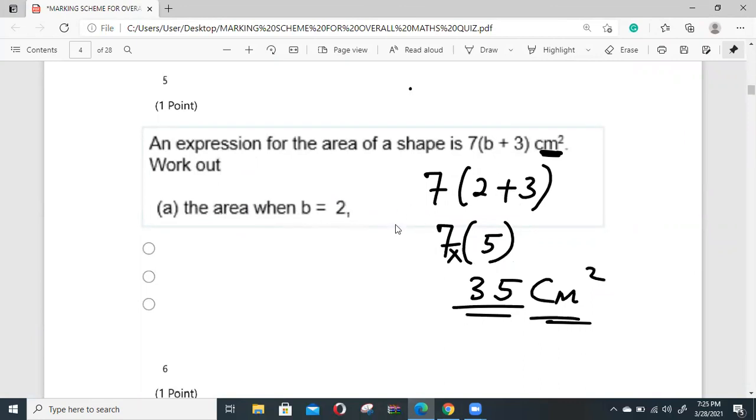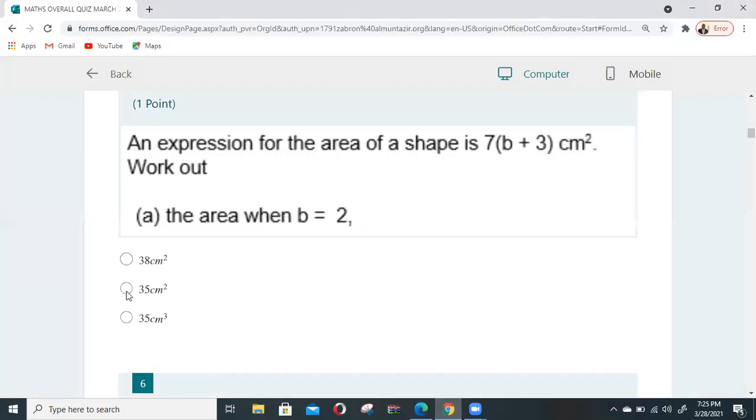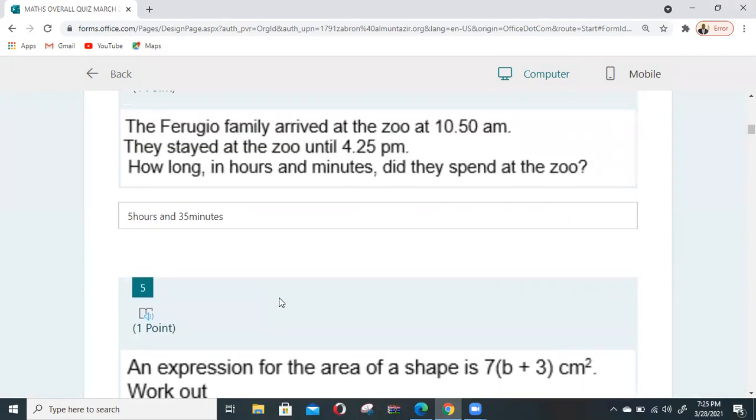So in place of B, you write 2. 2 plus 3 is 5. 7 times 5 is 35. So we are good to go. So the area is 35 squared. Now this is a multiple choice question. So you click there, that is your answer, 35 centimeters square. So go ahead that way.